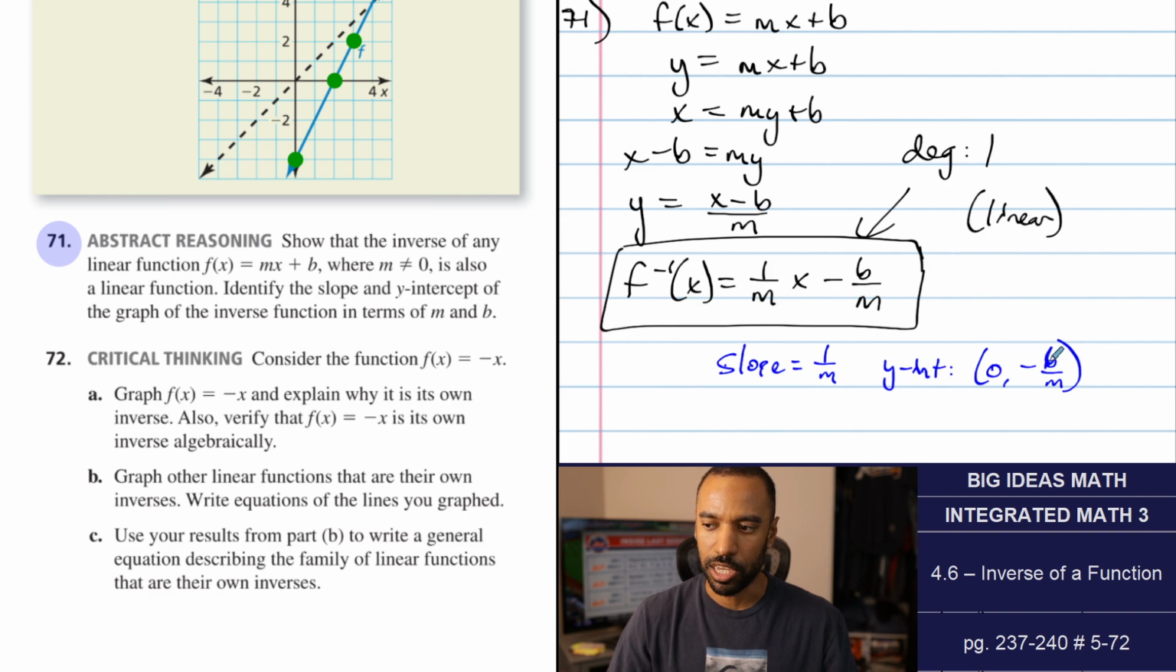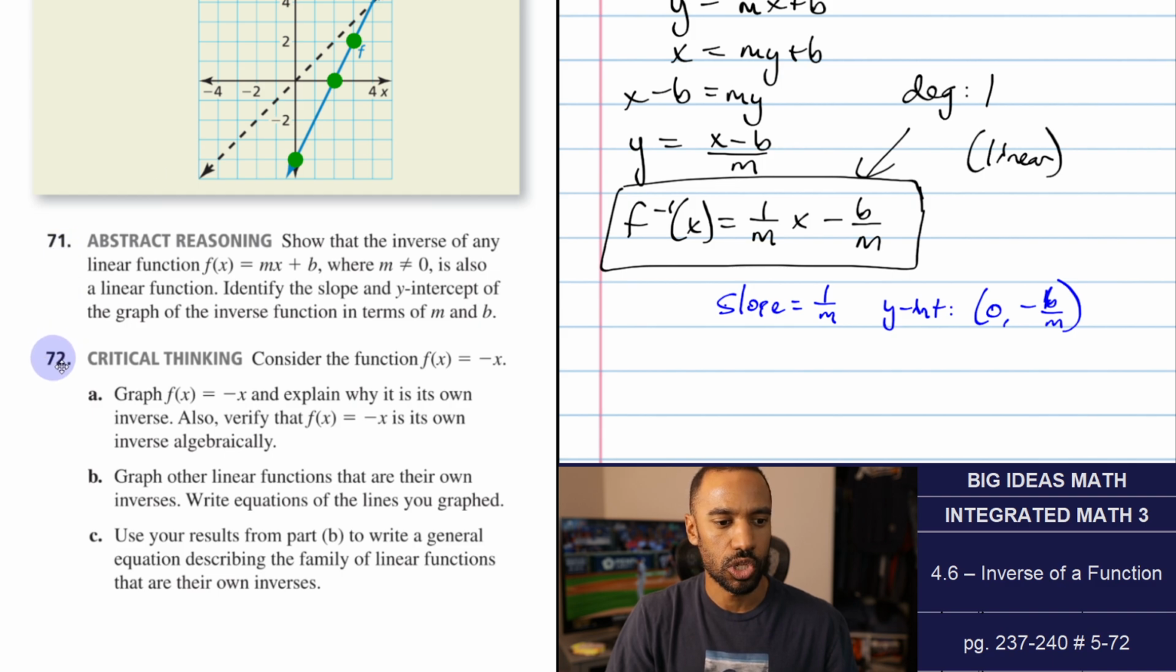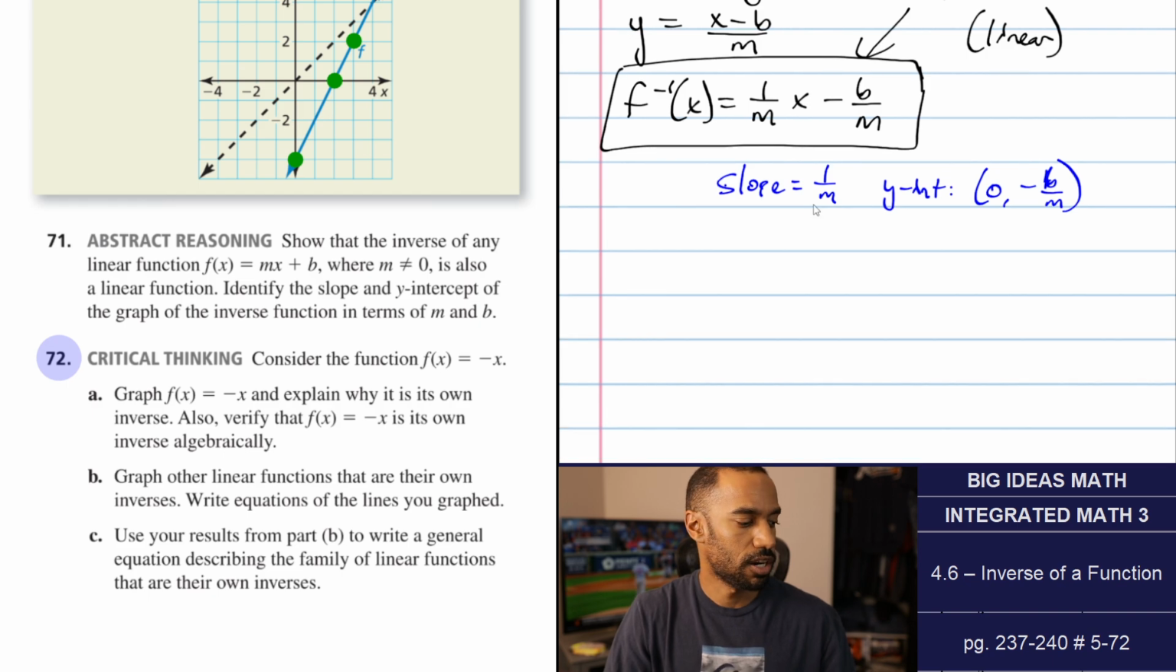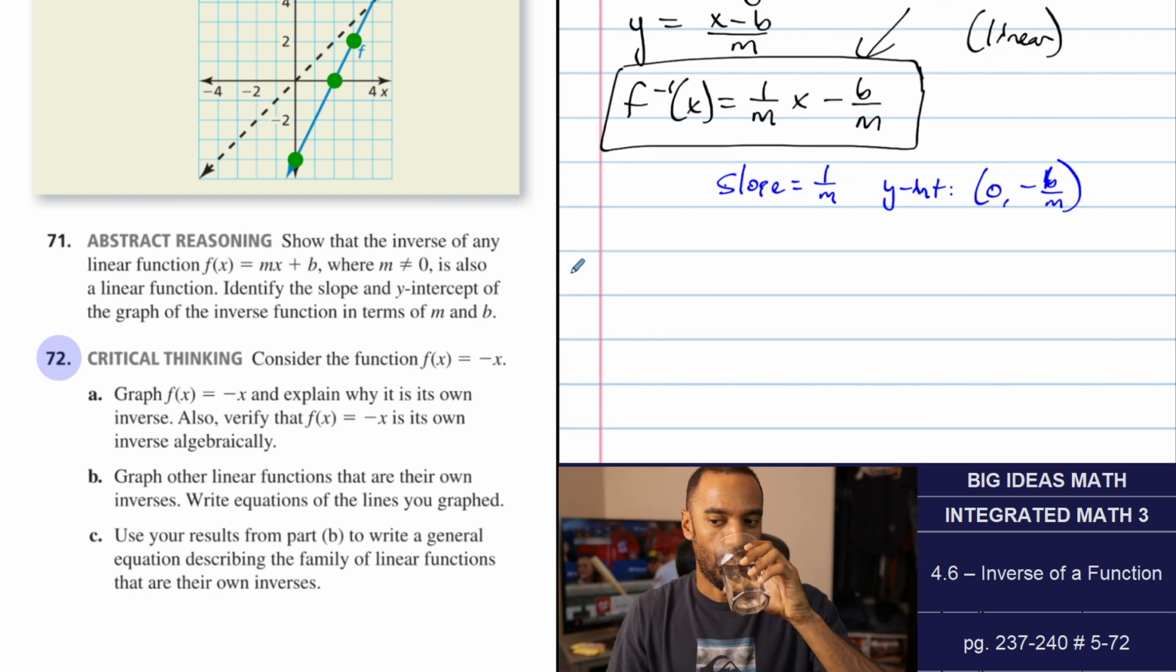Because you've seen some funky ones, right, for y-intercepts. You've seen a lot of things become fractions. It's because you got to divide by that slope as you work along with it. You could just put -b over m as well. That's fine. Last question, number 72 on critical thinking, plus there are 3 parts. Consider the function. I have a whole glass I got to drink from. Let's get started.